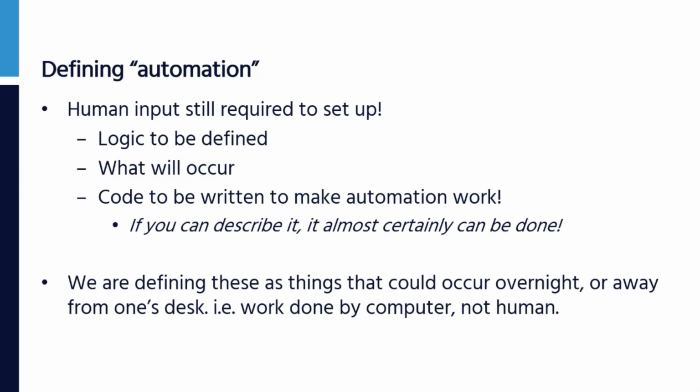You're going to need to define some logic. You're going to need to say, okay, this is what I want it to do. You're going to say what's going to occur. And also in almost all of these cases, in at least a minor degree, there's going to need to be some code written to make that automation work. And the slogan, as it were, that we come up with, which we say all the time, because frankly it's true, if you can describe it, it can probably be done.